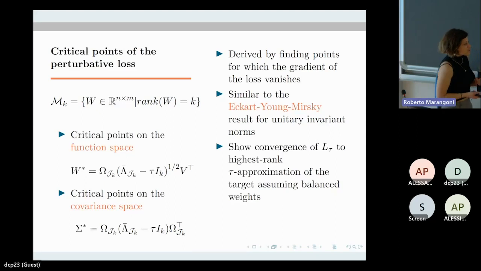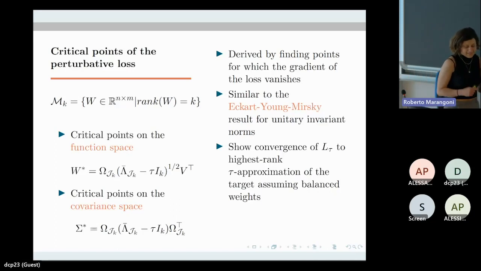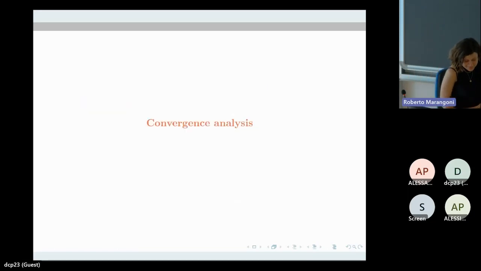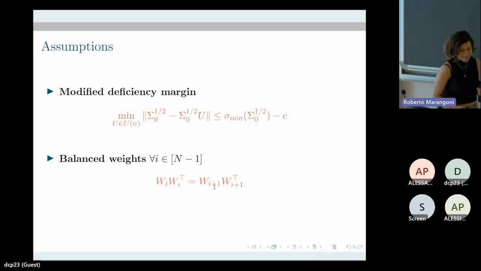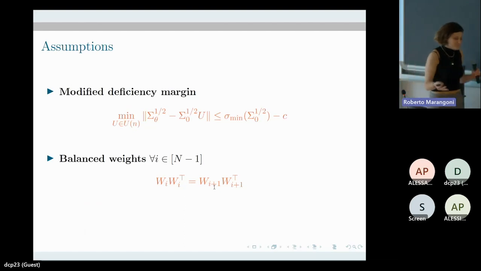So what we saw is that for the perturbative loss, we achieve the highest rank, tau approximation of the target, but we will see later how we can do that. So now comes the convergence part. We need to put assumptions on our neural network.